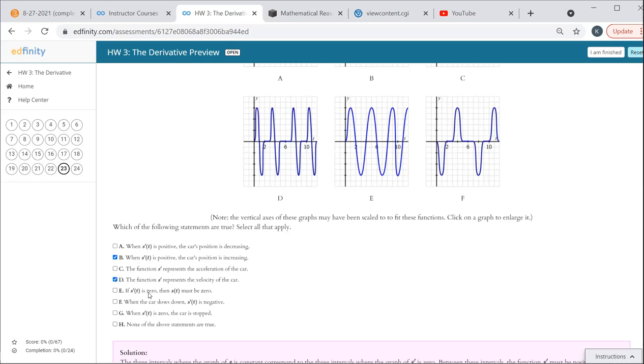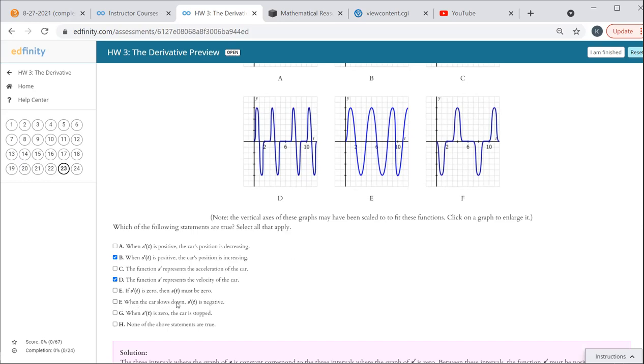If S prime of t is 0, then S must be 0. If the velocity is 0, then the position is 0. No, you remember when I was walking, right? I started here at 0 and I walked over here and I stopped. So my velocity was 0, but I was not at my house, right? I was at the cool thing at the fair. Okay, so that one's false.